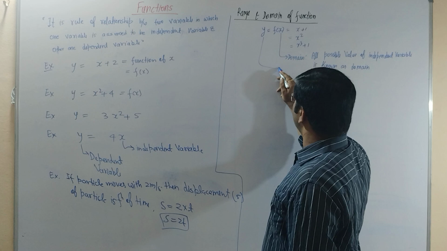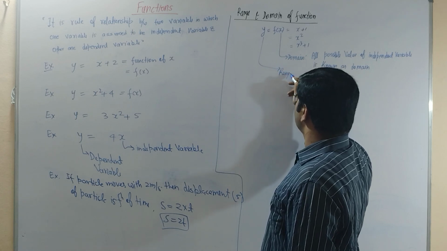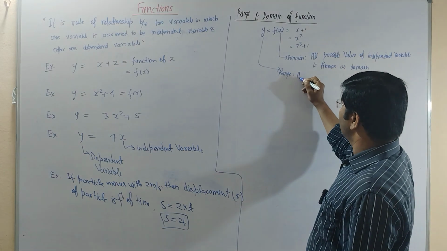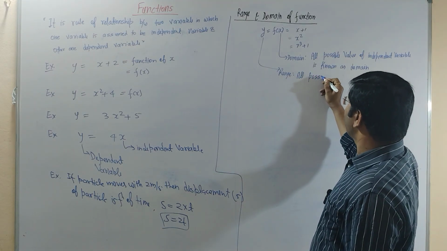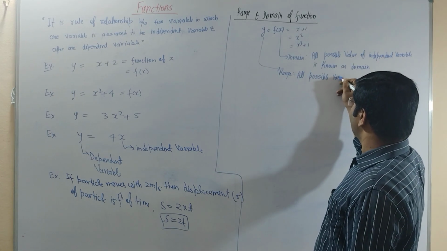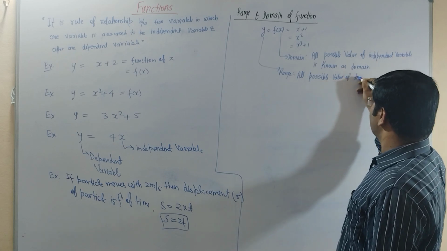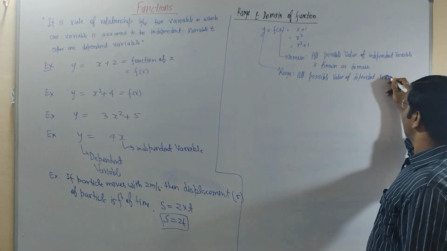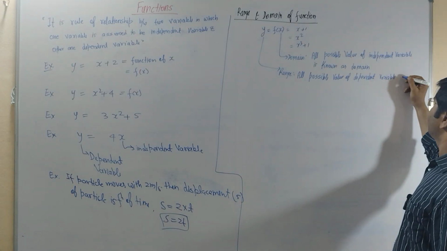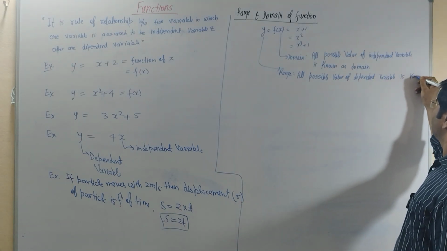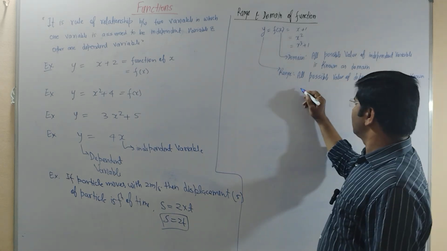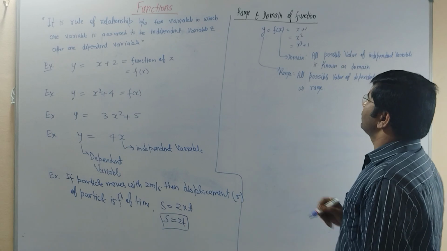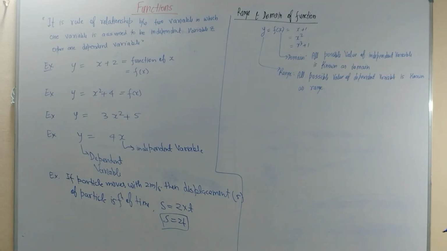Range we can define here. Range: all possible values of the dependent variable is known as range. Okay, so this is how range and domain are defined.